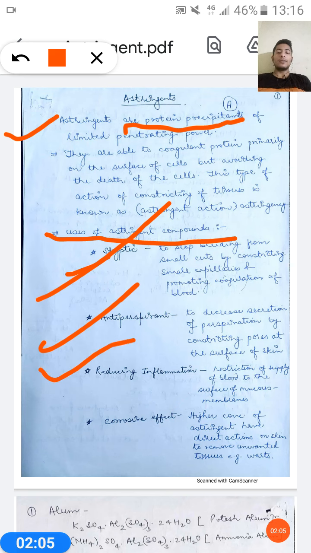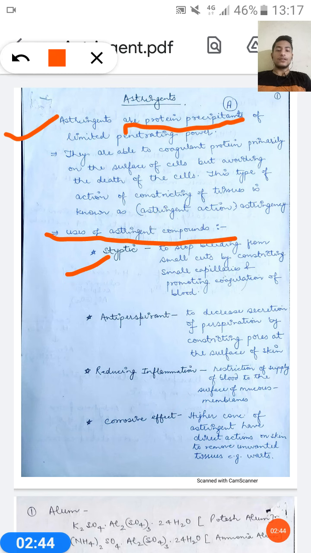Then it reduces inflammation by similarly constricting the blood vessels, by which there is a restriction of blood to the surface of the mucous membrane, and so the inflammation is reduced. And last is the corrosive effect. If the concentration of these astringent compounds is increased, in higher concentration the astringent has a direct action on skin to remove unwanted tissue. Unwanted tissue is known as warts. So this is how the astringent works by constricting the tissue or cell. This property of constricting a tissue or cell is known as astringency.